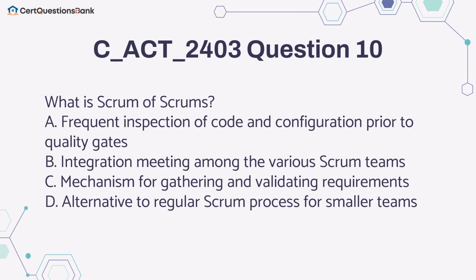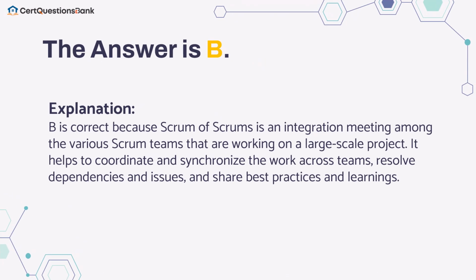What is Scrum of Scrums? A. Frequent inspection of code and configuration prior to quality gates. B. Integration meeting among the various Scrum teams. C. Mechanism for gathering and validating requirements. D. Alternative to regular Scrum process for smaller teams. The answer is B.